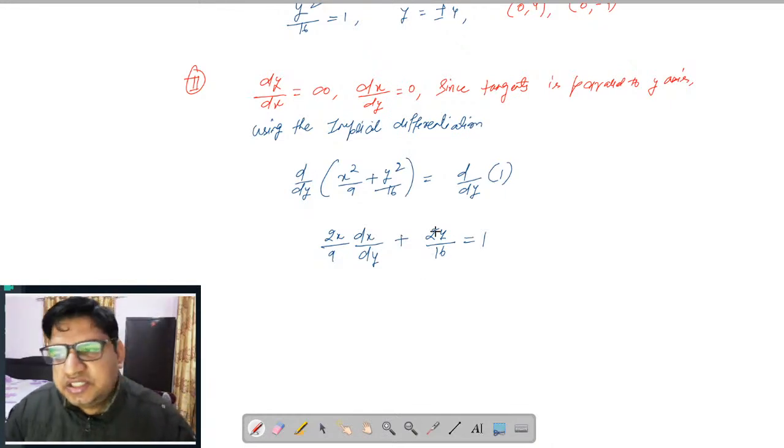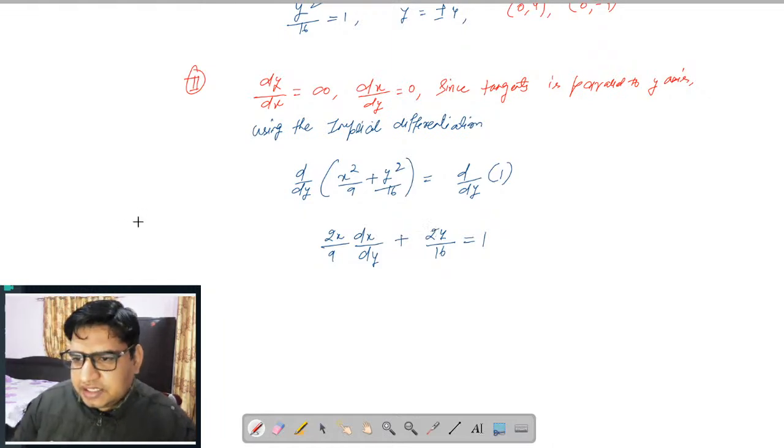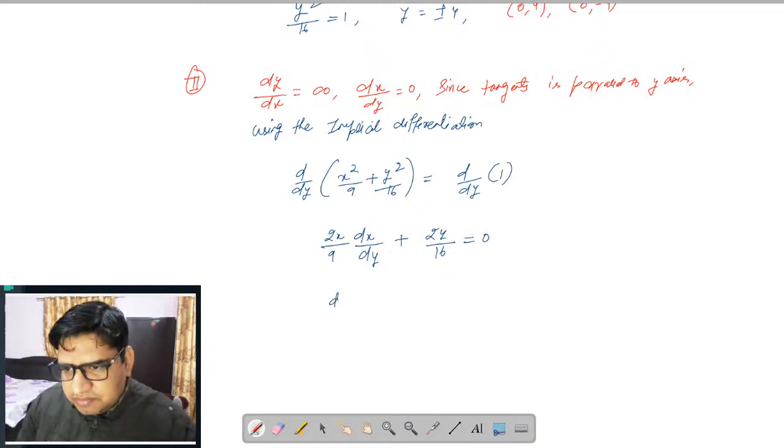So guys, as you can see here, if a constant is differentiated with respect to anything, it will result in 0 only, because a constant cannot change. It will remain the same and there will not be any change in it. And here we have to put dx upon dy is equal to 0. So let's see how it goes, and we'll simply write down dx upon dy. Again 2 will get cancelled out from both the terms.